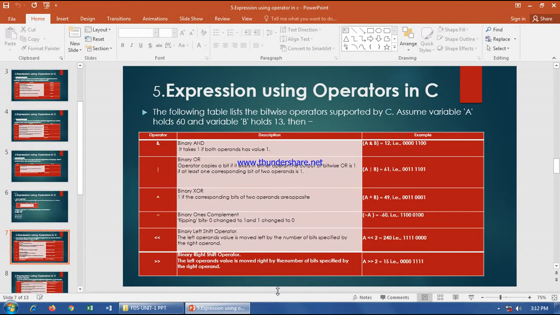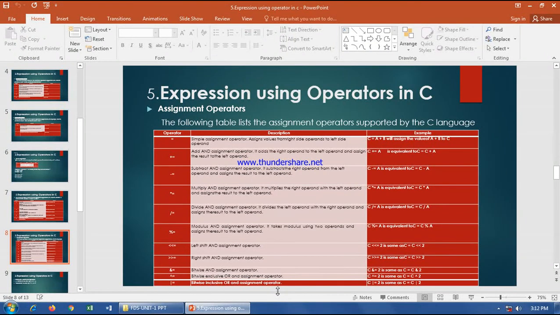The next one is the binary left shift operator. The left operand value is moved left by the number of bits specified by the right operand, right? That is a shift operator. Then the right shift operator: the left operand value is moved right by the number of bits specified by the right operand.